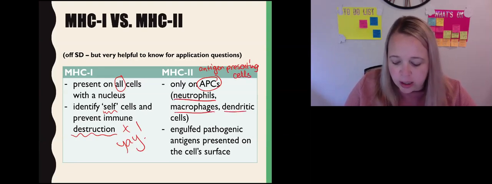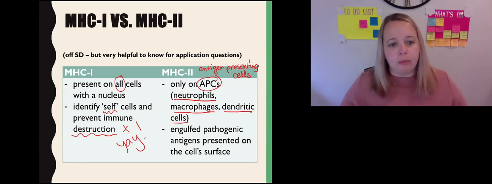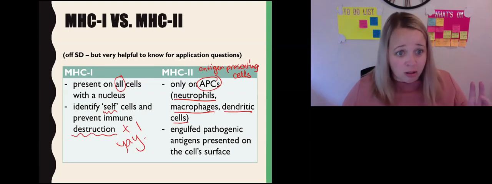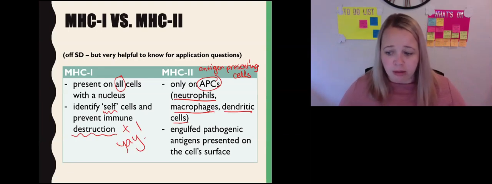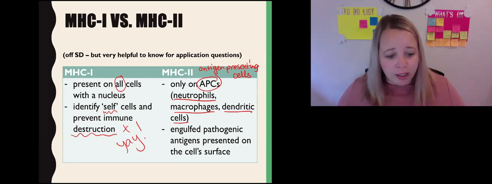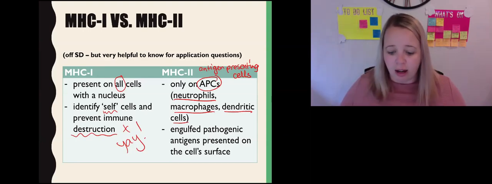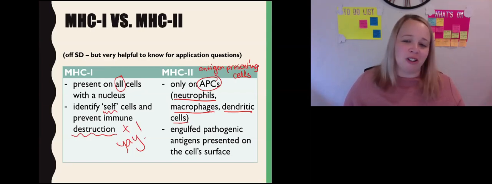Neutrophils, macrophages, dendritic cells. So you will find MHC2 on our immune cells. MHC1 is also there because MHC1 is on all cells, but MHC2 is only on our antigen presenting cells. And that's because their whole point is to take the pathogenic antigen and put it on the outside so that we know there's something in our body that's disturbing us. And that is a summary of MHC1 versus MHC2.